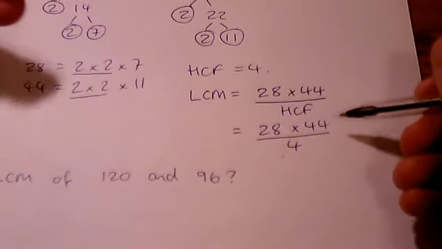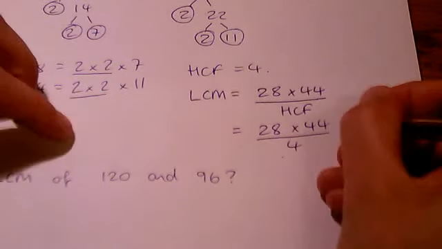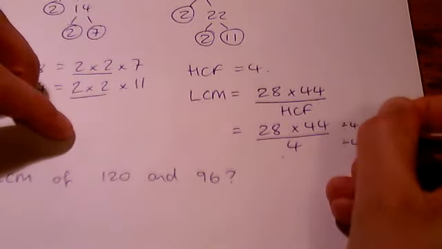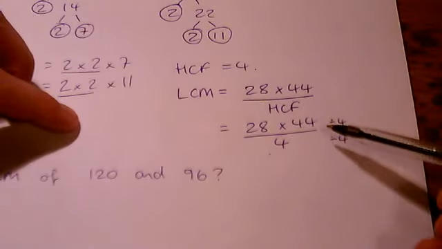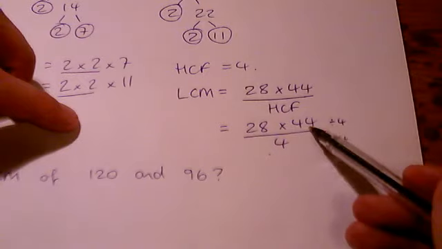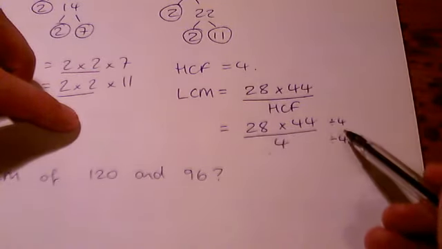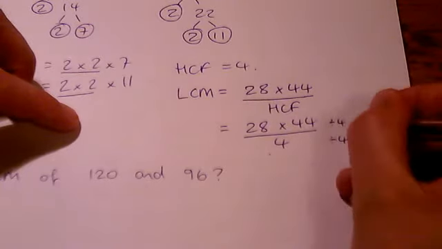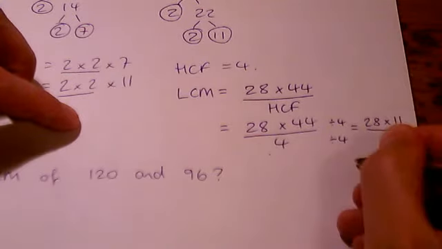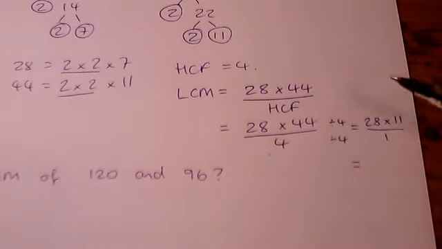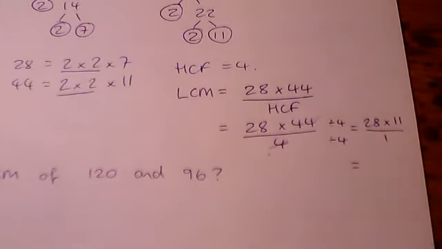If I want to divide the top and bottom of this by 4, instead of having 28 times 44, well, let's do this. Divide the top by 4, divide the bottom by 4. Okay, 28 times 44 divided by 4. Well, if I think of that as 44 lots of 28, and then I'm dividing it by 4, that I think makes 11 lots of 28. And 4 divided by 4 makes 1. So really, you can always simplify like this. You can divide that by 4 and divide that by 4, and you can get a much simpler sum.